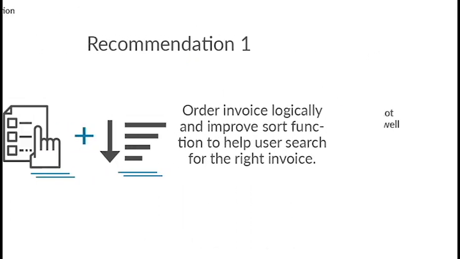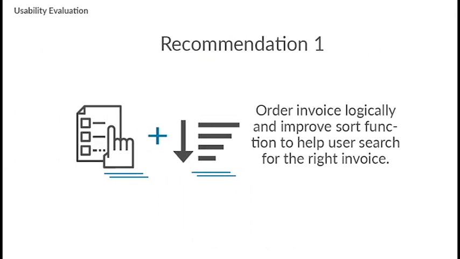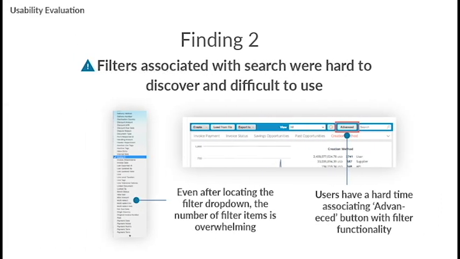Our recommendation is to list invoices more logically, with the most recent invoices being displayed first. Also, the search functionality should be more robust so that users can search by company name and invoice number. We also recommend making the sort functionality more salient so that users can find it and use the sort functionality to view relevant results. Our second key finding from this phase is that filters associated with search were hard for users to discover and difficult for users to use.